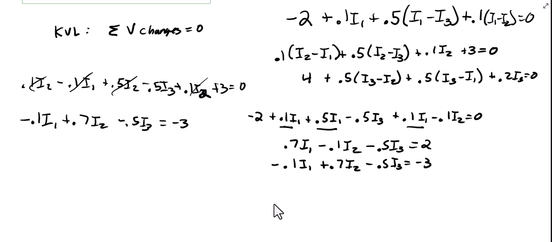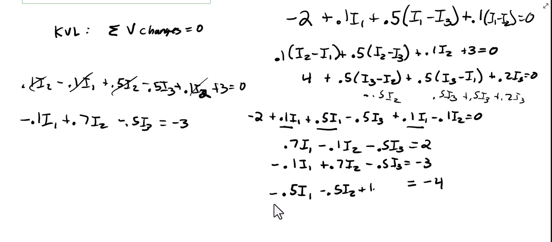And then my last equation, I'm going to be really super brave and do it in one step, which means I will mess up. So minus 4 on that side. I1, I have minus 0.5 I1. I have minus 0.5 I2 right here, and that's it, minus 0.5 I2. And then for I3, I have 0.5 I3 plus 0.5 I3 plus 0.2 I3 is 1.2 I3.